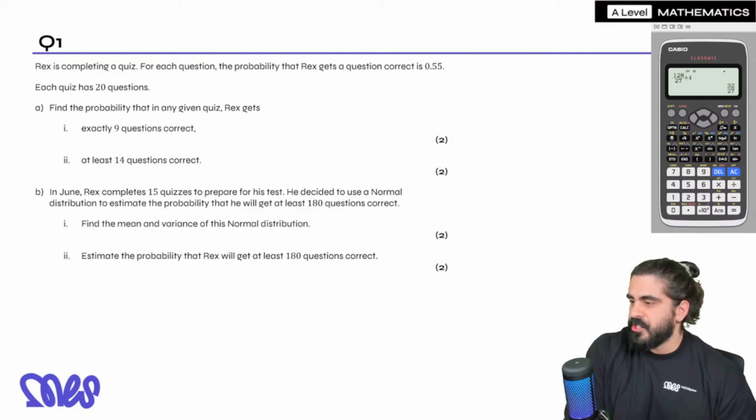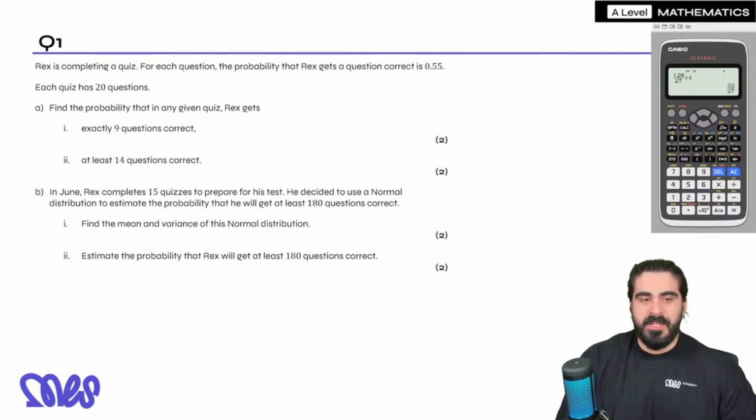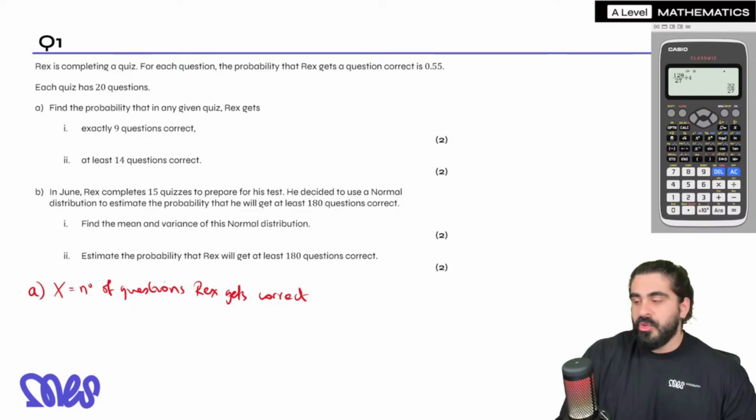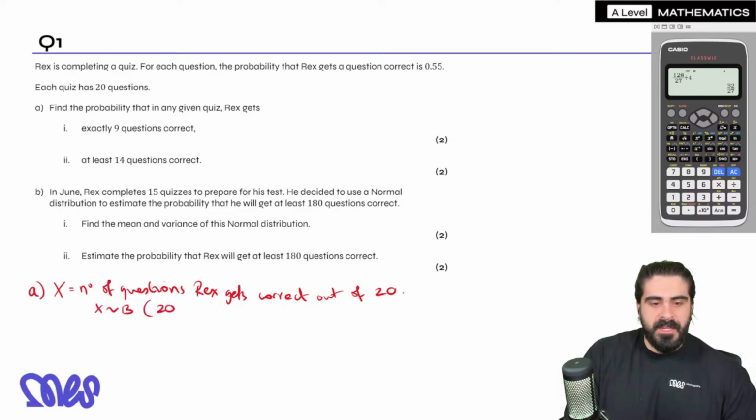Good. This is a binomial distribution question. The first thing we should always be doing is defining our distribution. So we'll let X equal the number of questions Rex gets correct. Make sure you always say what it's out of, 20 questions. We're then going to say X is binomially distributed, 20 and 0.55. Now we can do part i. Probability that X is 9.